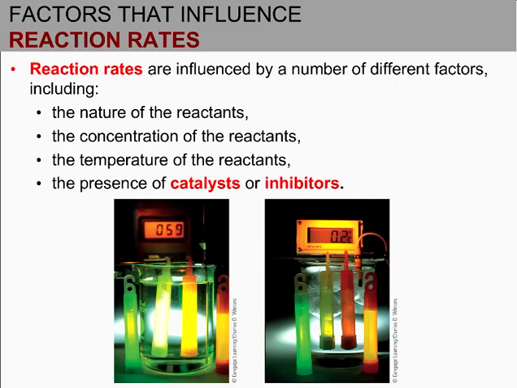So now let's talk about some factors that influence the speed of a reaction, or the reaction rate. So last time we did talk about a couple of factors very briefly. We mentioned concentration and temperature. But there are a few other factors that can influence how quickly a reaction proceeds. So one of those factors is the nature of the reactants. So we'll talk about that in a second. And again, concentration and temperature. And then the last factor is the presence of catalysts or inhibitors.